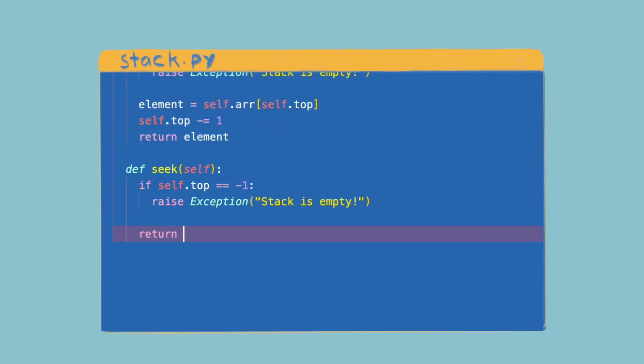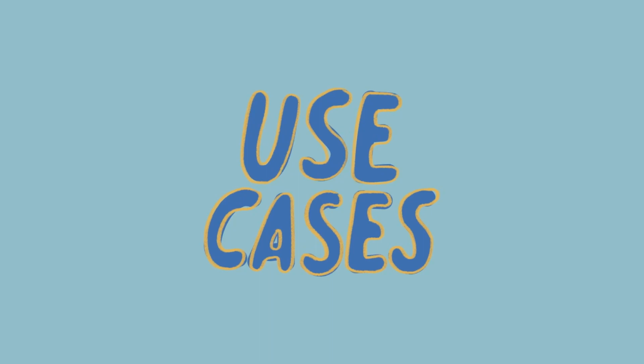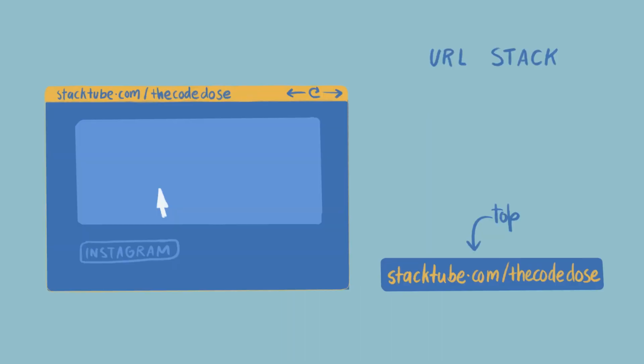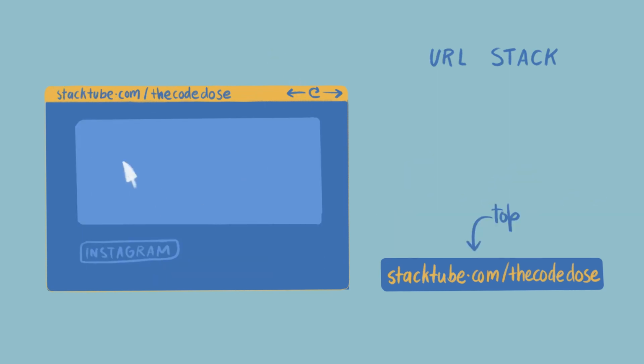You can also have another method called seek. That just reads the value from the top without popping it from the stack. Now that you know how to implement a stack, let's take a look at where a stack is useful. A stack is useful in implementing features like undo, redo, and forwards, backwards. Think about this. When you're browsing through any website, every new URL is pushed to a stack. Whenever you want to go back, you go back to the URL that was last pushed into the stack.